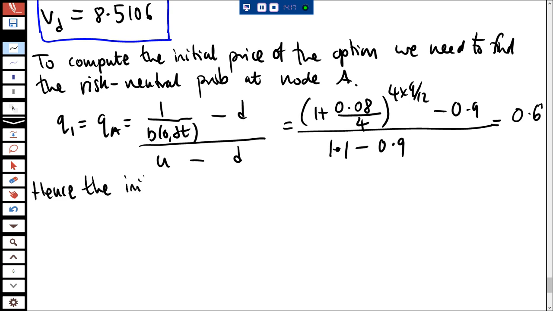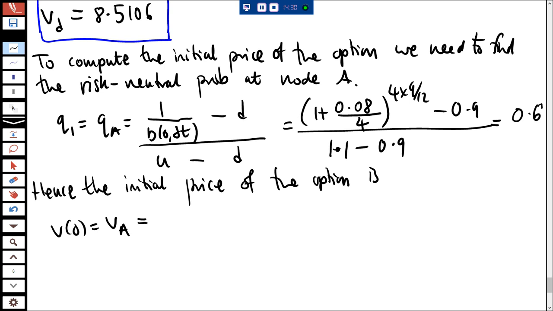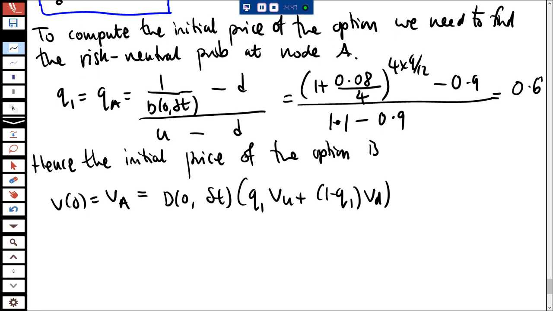Hence, the initial price of the option is, let's do it straight off the formula sheet. We calculate the weighted average of the values of the options using risk neutral probability and discount that by 3 months, which gives, this really is a big calculation.